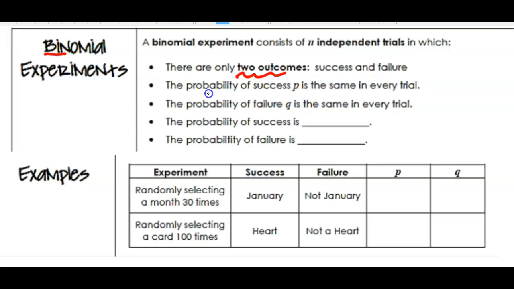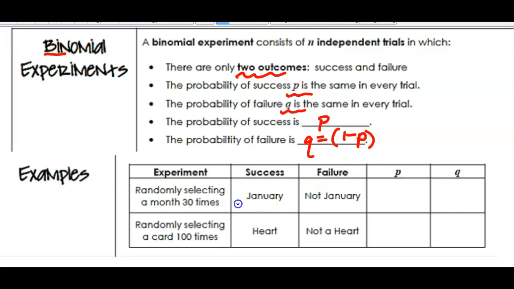Success and failure. The probability of success is P, and that has to be the same on every trial. If it's not, you can't use it. It's not called a binomial experiment. And the probability of failing, Q, is also the same on every trial, which Q would simply be 1 minus P. So the probability of success is P, the probability of failure is called Q, and Q is equal to 1 minus P, the complement.